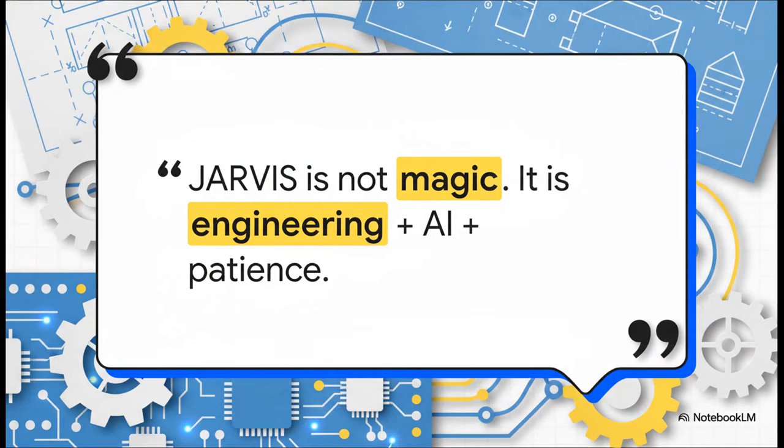And I want to leave you with this fantastic quote from our source material by Wasim Jamal Ashraf. Jarvis is not magic, it is engineering plus AI plus patience. This just perfectly captures the whole spirit of this. It isn't some impossible fantasy. It's an engineering challenge, a real tangible goal that you can absolutely achieve, step by step, with the right parts and a little bit of patience.